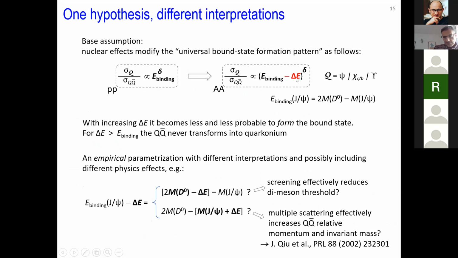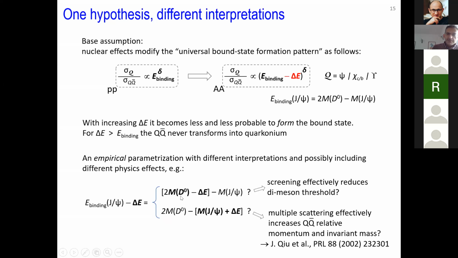We introduce a shift of energy, delta E. The motivation is that for increasing delta E, it becomes less and less probable to form the bound state. In particular, when delta E tends to the value of the binding energy or even bigger, the QQ bar will not transform into quarkonium, but rather will transform into something else. So this is a purely empirical pattern determination. By itself it has no special meaning, but it can have a physical interpretation.